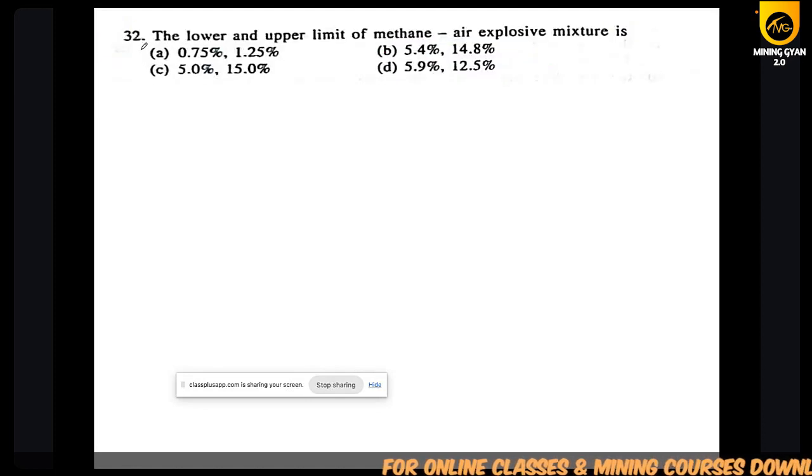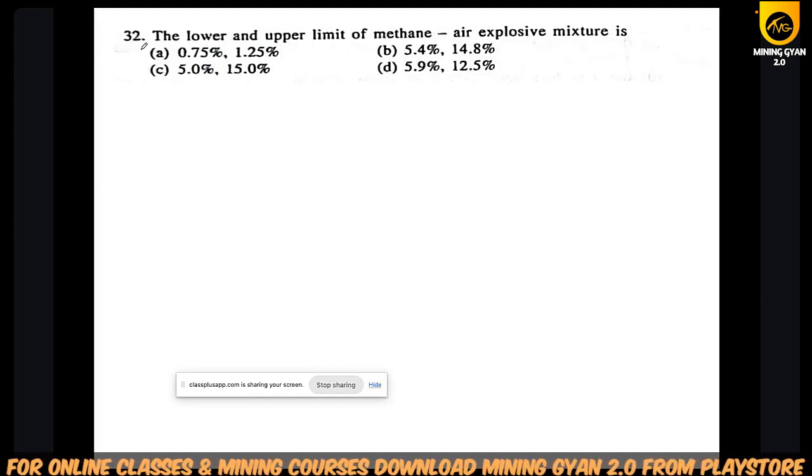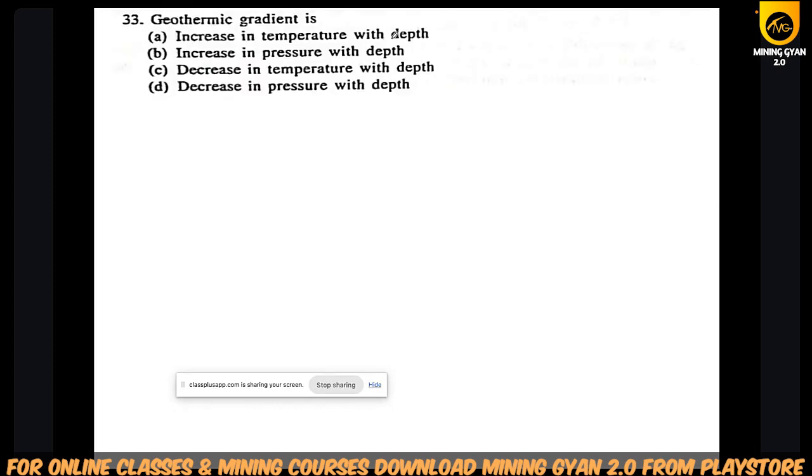Question number 32. The lower and the upper limit of the methane air explosive mixture. This is a simple question. The answer is 5.4 to 14.8. Next, geothermal gradient. You have 15 seconds to give your answer. What is the geothermal gradient?